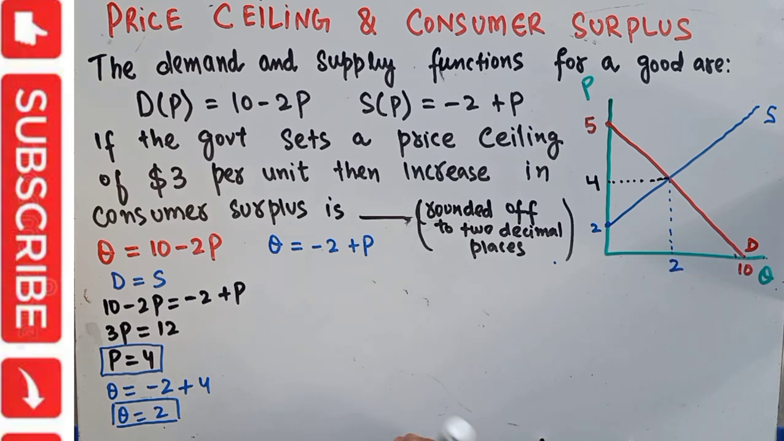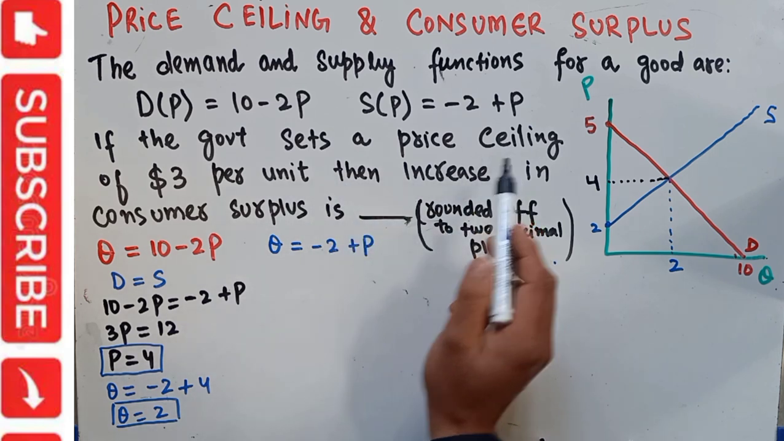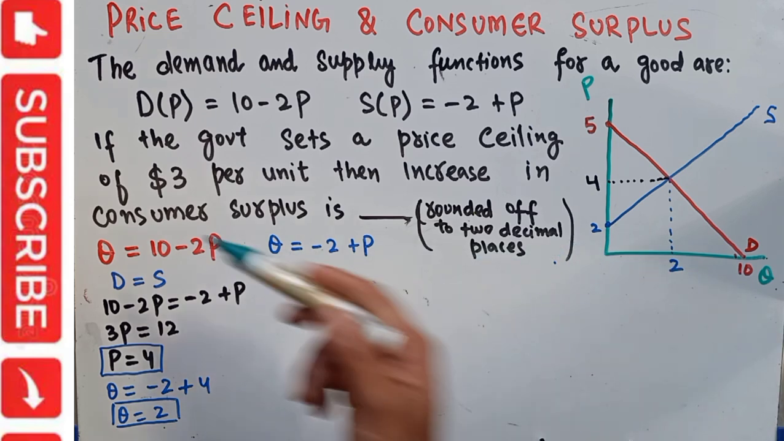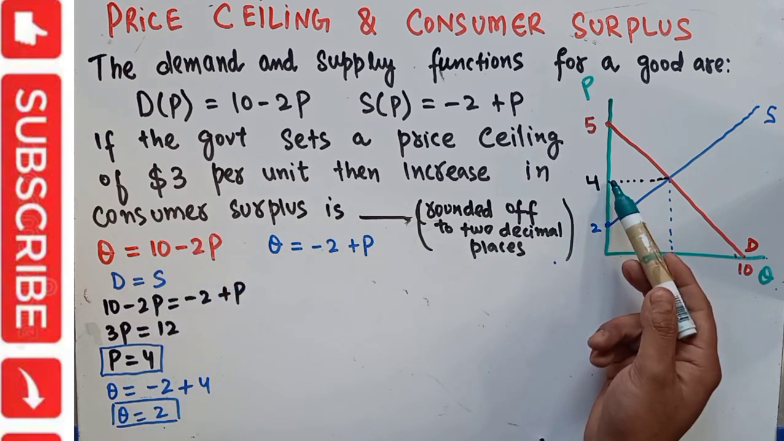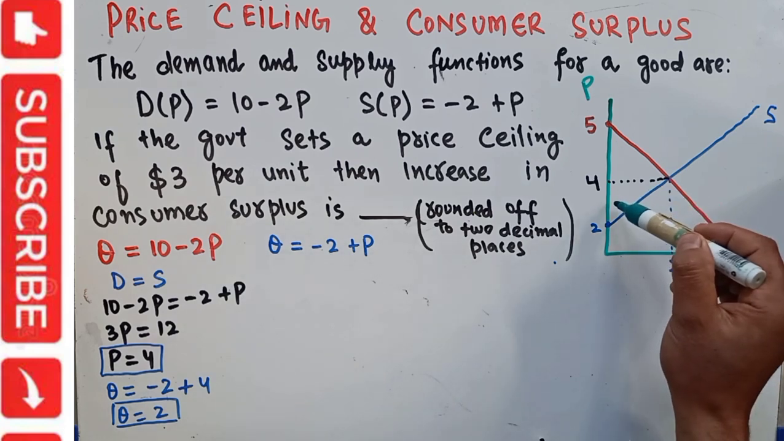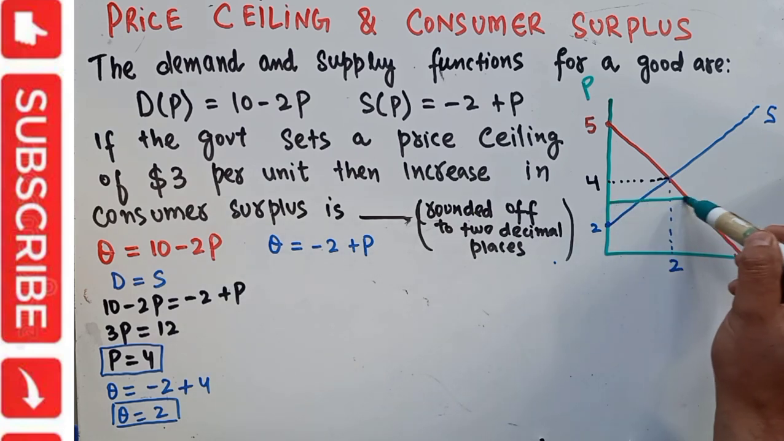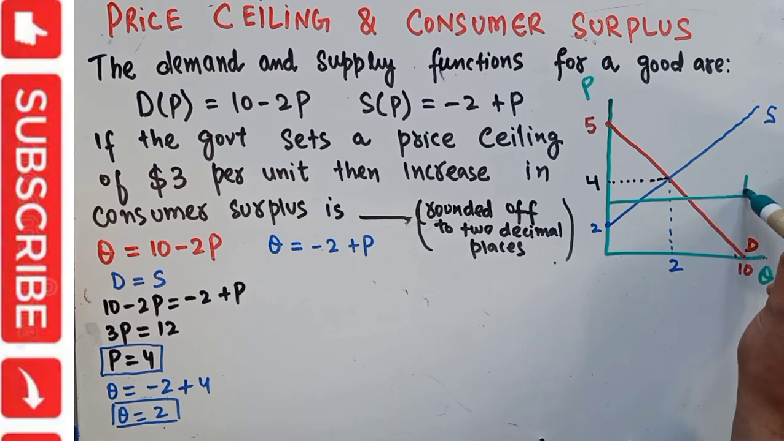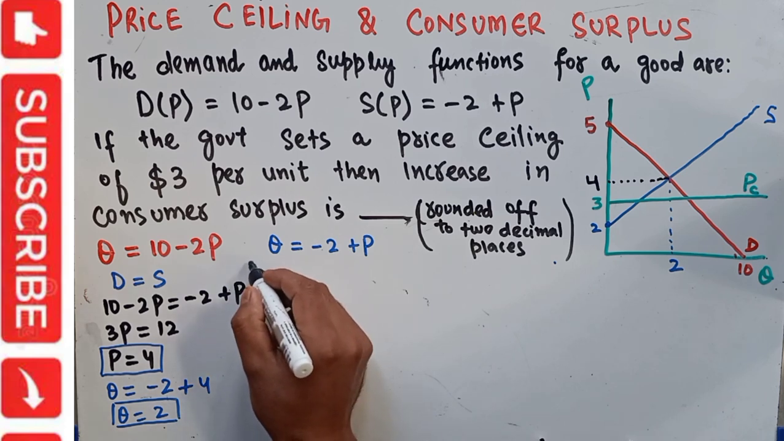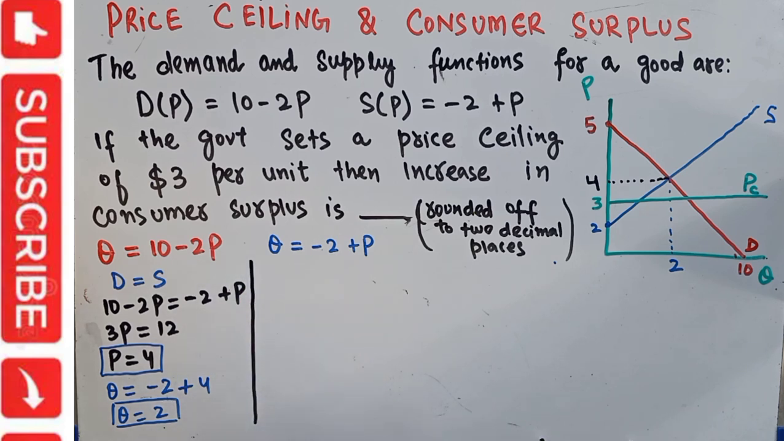Now we are being told that the government sets a price ceiling of $3 per unit. If we draw the price ceiling, this is the equilibrium price and the price ceiling is $3. Let us draw it here. Let us say this denotes the price ceiling of 3. Let us say P subscript C denotes the price ceiling, and it is here 3. Before that, let's calculate the consumer surplus.